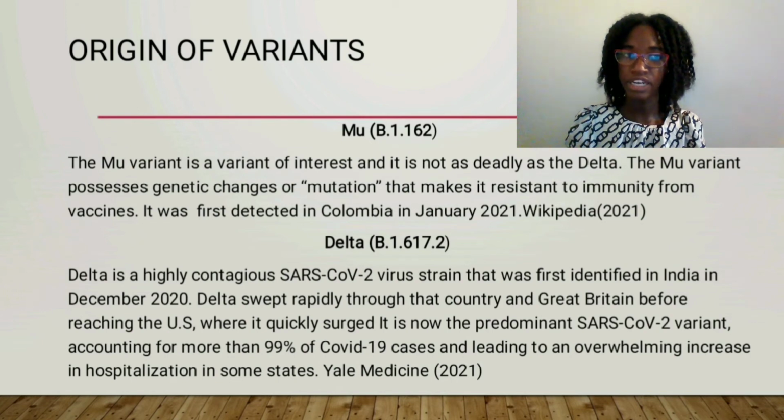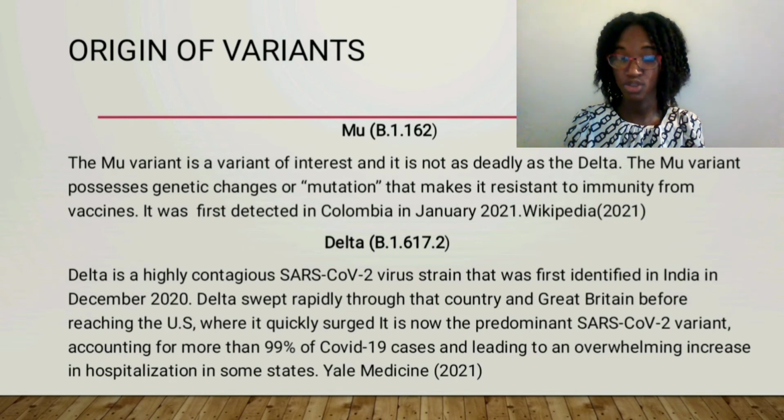The delta variant now is scientifically known as B16172. The delta is a highly contagious SARS-CoV-2 virus strain that was first identified in India in December 2020. Delta swept rapidly through that country and Great Britain before reaching the US, where it quickly surged.